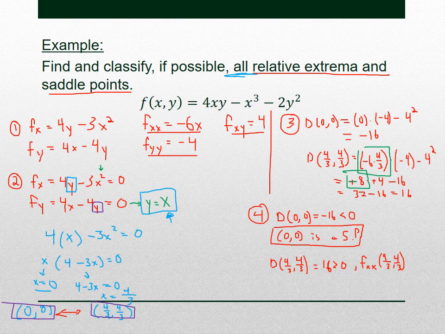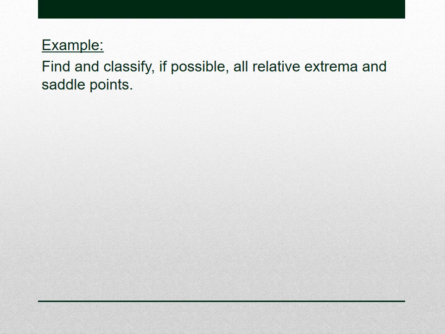All right, now we need to check (4/3, 4/3). So what did we get for that? Well, we got positive 16. Okay, so since that's 16 and that's greater than 0, 16 is positive, so that's that first or second guy from step 4. So we also need fxx, right? So d being positive tells us it is a maximum or a minimum. We go to fxx to determine which. So fxx of 4/3.